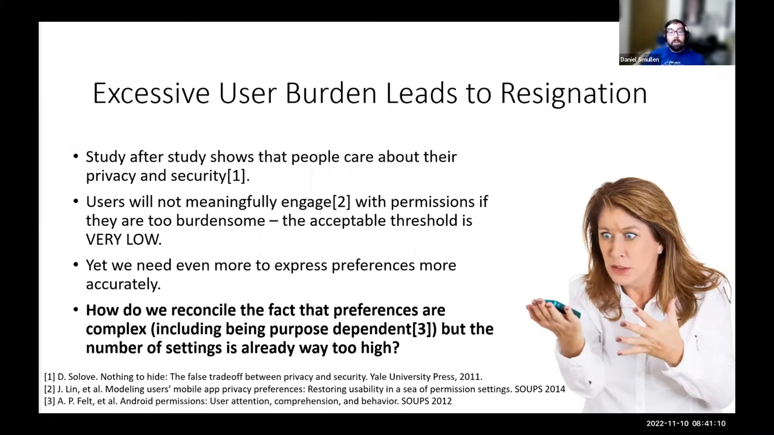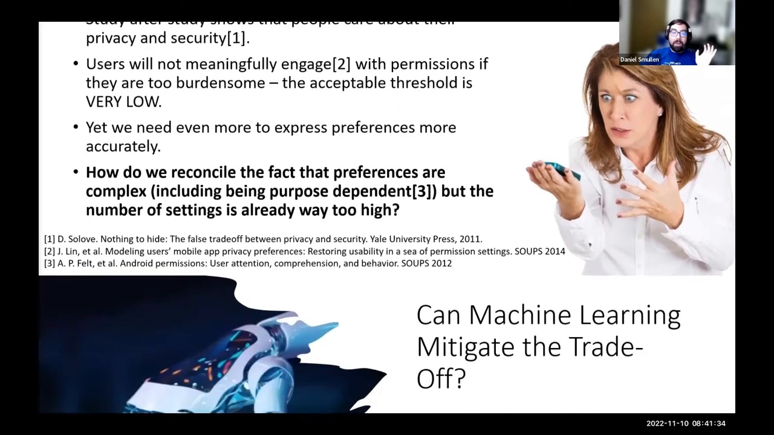So the problem is that if people want to get what they want, they need to be able to express their preferences more accurately. Remember what my definition of accuracy was earlier? And so there's this reconciliation. How do we reconcile the fact that preferences are complex, including being dependent on the purpose for allowing or denying the permission? Like, why do you need my calendar? Why do you need my contacts? But the number of settings is already way too high. People are already clicking yep, yep, allow, allow, allow, whatever.